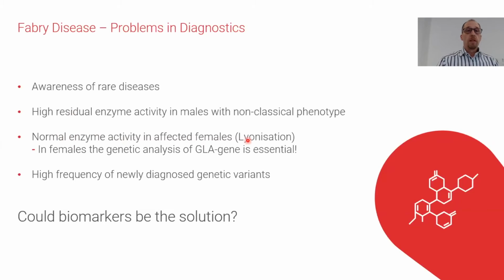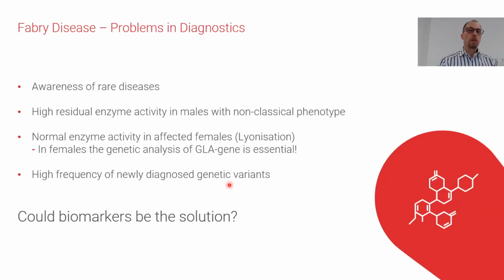Further problem, females, the lyonization effect, I've already talked about. Females often get normal enzyme activity, even though they are affected. So it's very important that in females, the genetic analysis of the GLA gene is in first place. It's essential to analyze the gene first. You won't get all the females. You miss a lot of affected females if you only have enzyme activity measured.